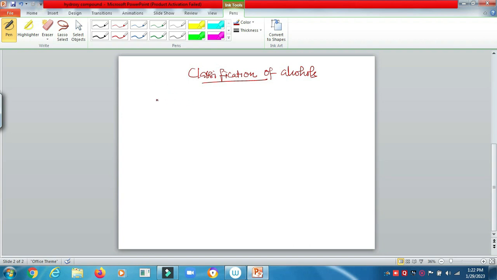So it is based on the number of hydroxyl groups and the nature of the carbon to which the functional group is attached. That is generally called primary alcohol, secondary alcohol, tertiary alcohol, etc. Here the alcohols are classified into two types. One is monohydric alcohol, and the other is polyhydric alcohol.